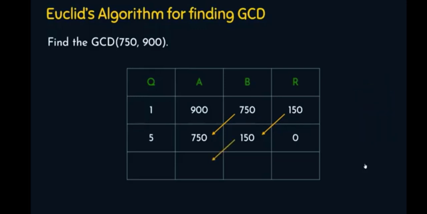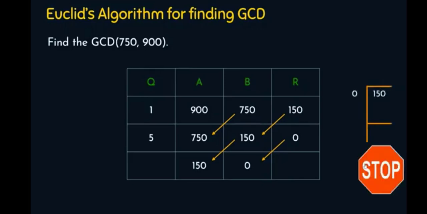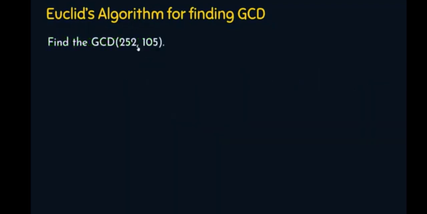Now again we move what is under B to be under A and the remainder to be under B. Can we divide A by B again? No, of course not. So we have to stop once we reach 0 under B. The corresponding number under A will be the greatest common divisor. So the greatest common divisor of 750 and 900 is 150.